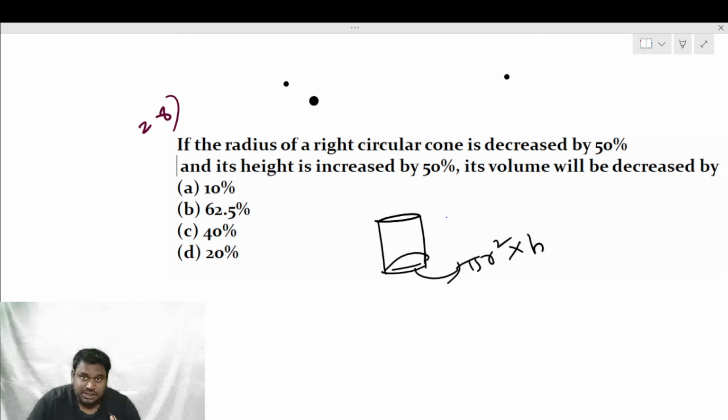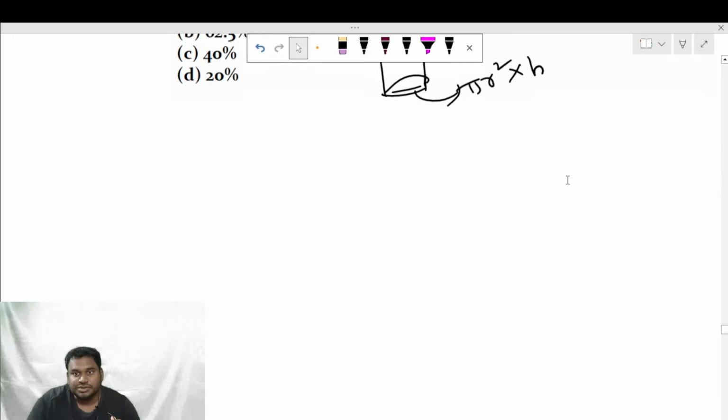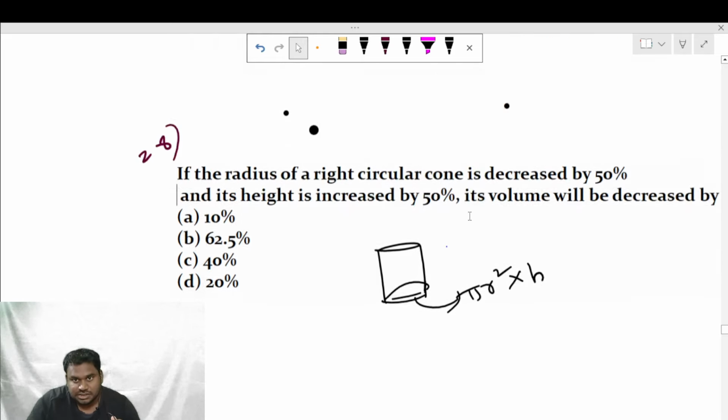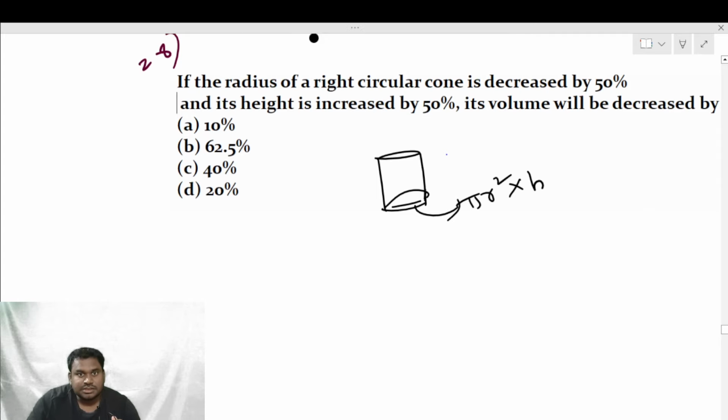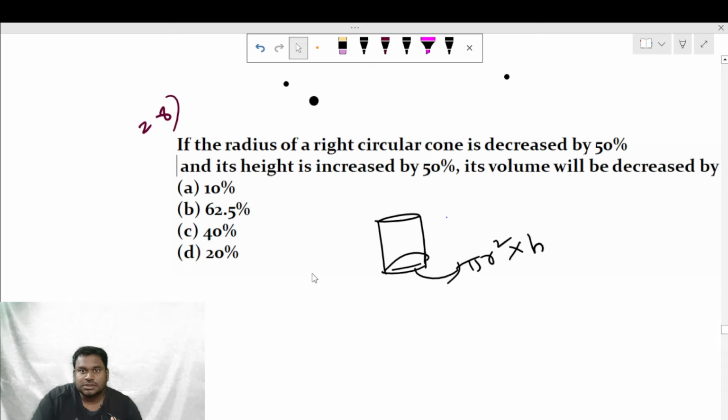Based on its radius increase and height decrease, or height increase and radius decrease, the volume will change, but you can find it. So now we can solve it here. What is he saying?